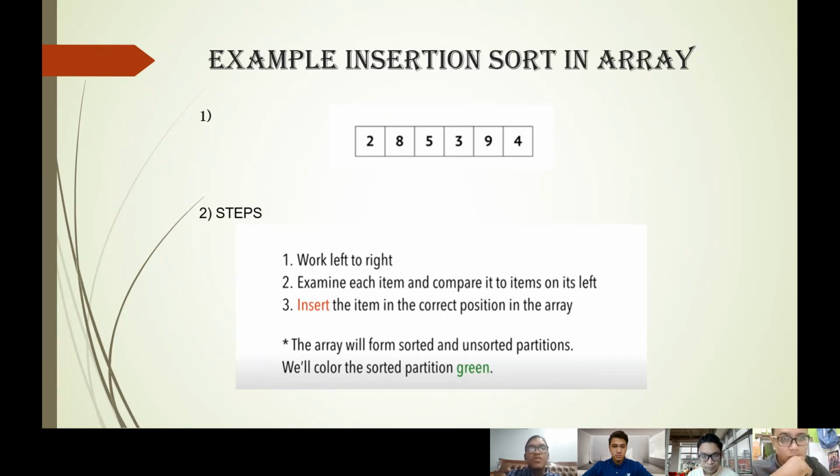Here, what we're going to do is start at the left and work our way to the right, examining each item and comparing it to the item on its left. Number 3, insert the item in the correct position in the array. You'll notice that part of our array will be sorted as we progress. We'll mark those items with a green background.